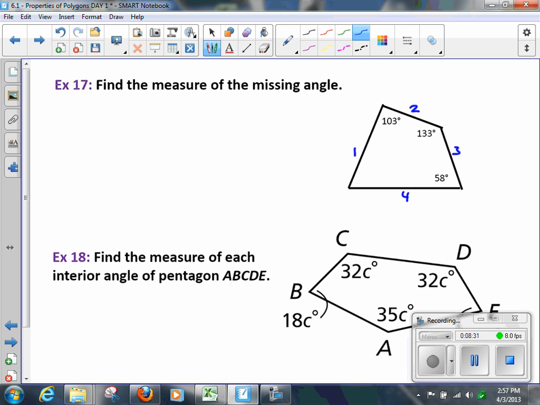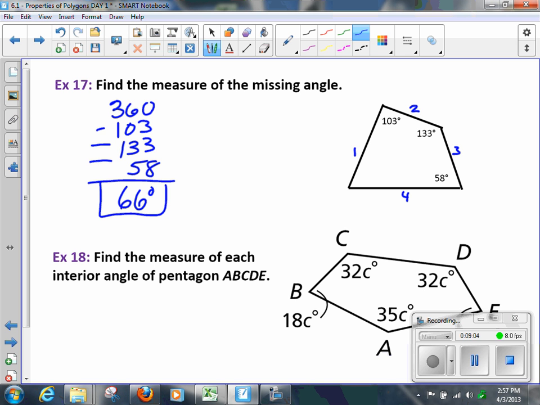So what are you going to do? Here's what I would do, because y'all know I always start with my biggest number. I'm going to take 360 and I'm going to do what with that? I'm going to subtract all the angles off of there. So I'm going to minus 103, minus 133, minus 58, and see what you end up with. 66. Okay.